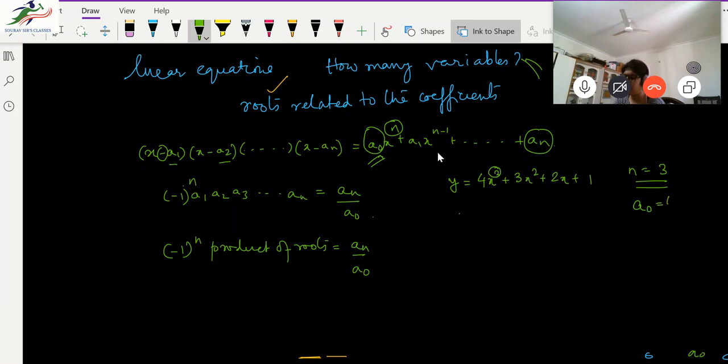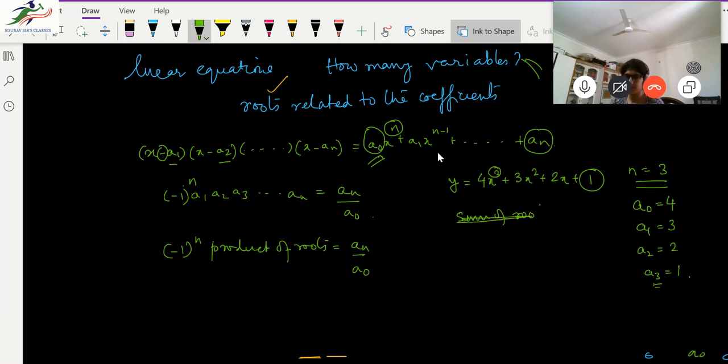A0 is 4. A1 is 3. A2 is 2. And A3? There is no A3. But wasn't that an because it's a constant? Yeah, because n is 3 here, an becomes A3 here, right? So the last term is 1. So an is 1 here, right? So sum of roots.